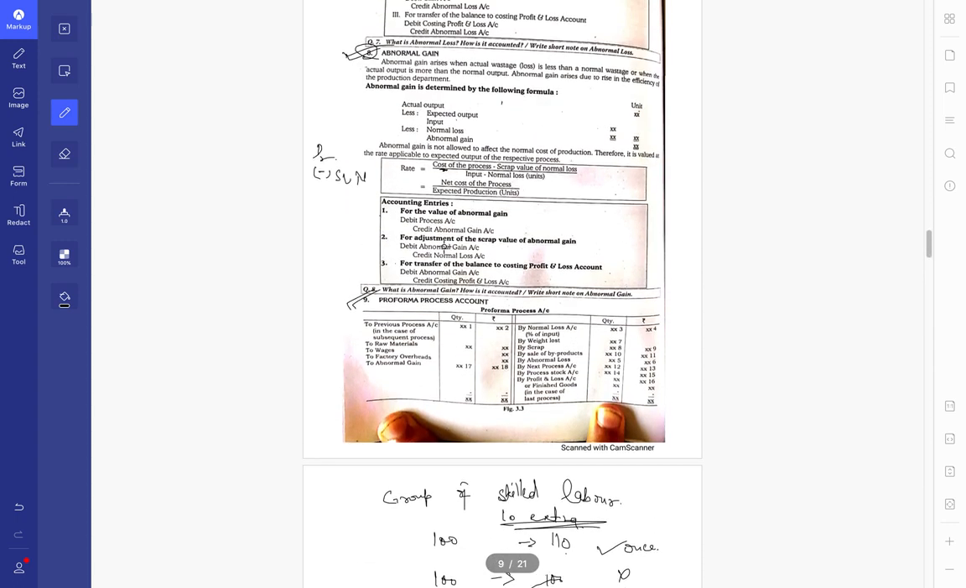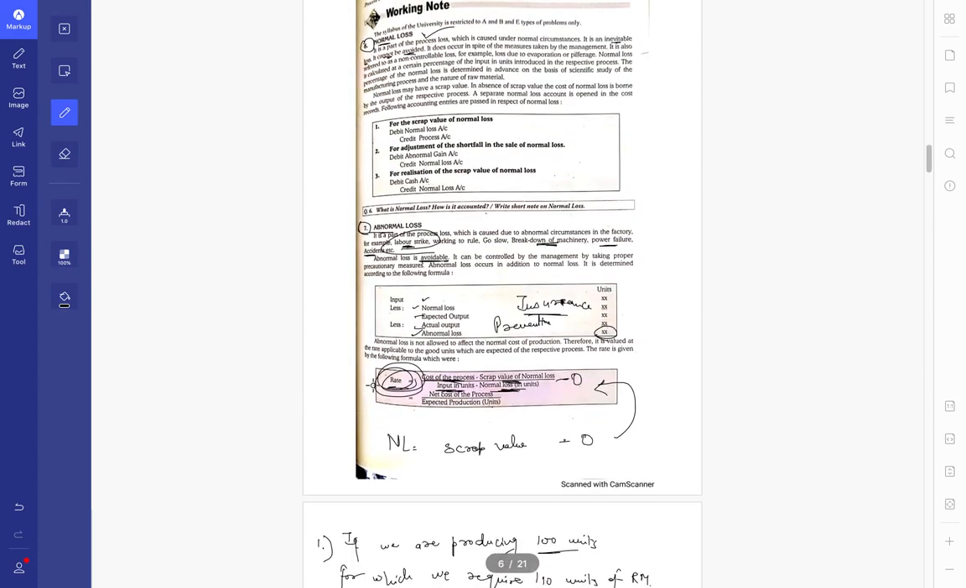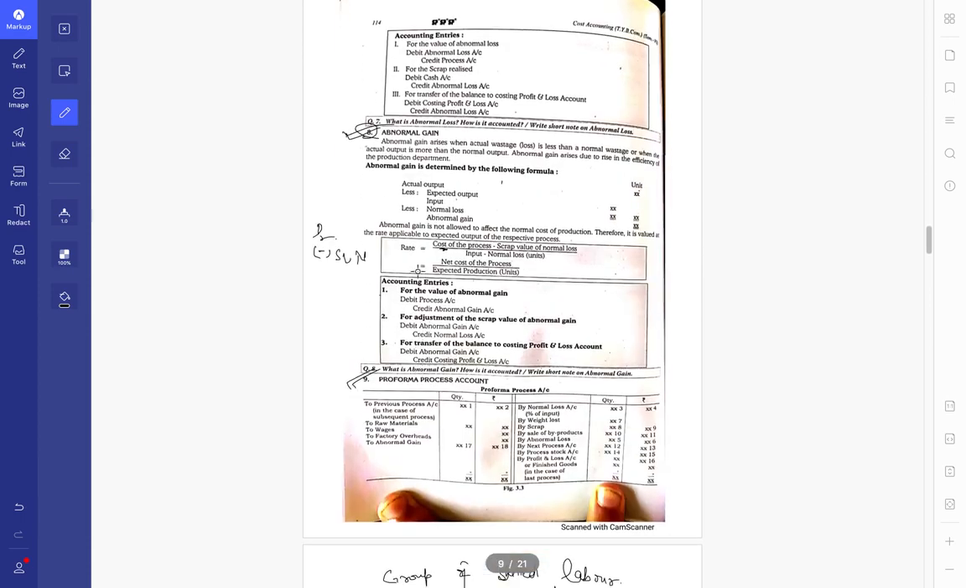So there is a way for us to be able to calculate at what rate this needs to be charged. Cost of the process minus scrap value divided by input minus normal loss units. Same as above. The same formula which we used over here is being used in abnormal gain also. Once again, there is no such thing as normal gain.